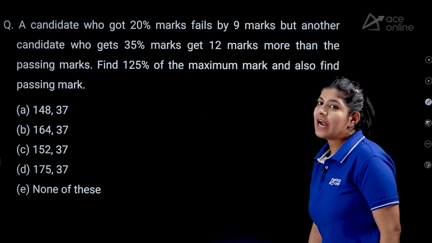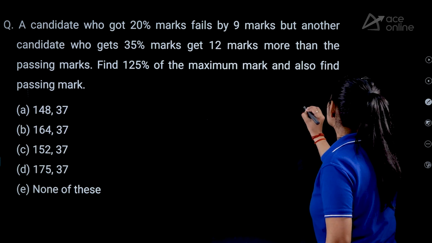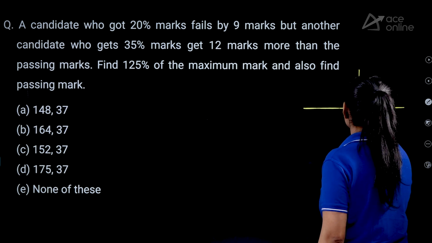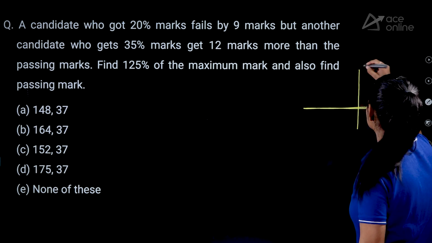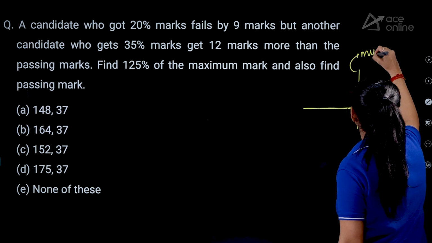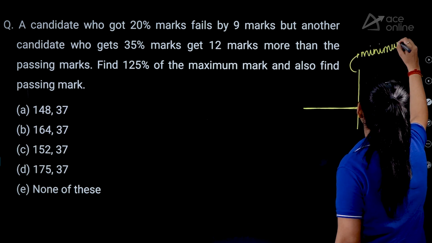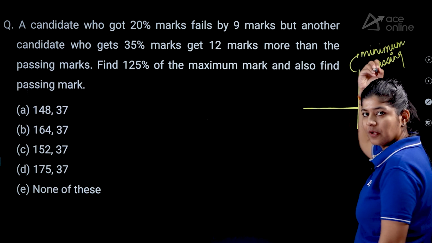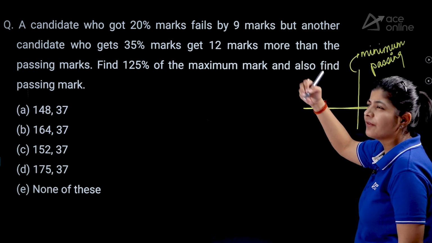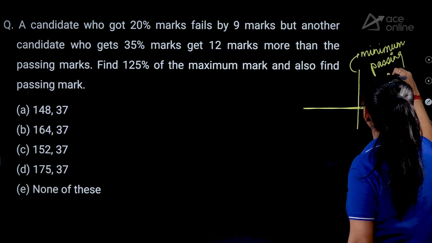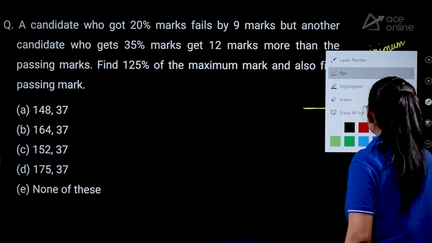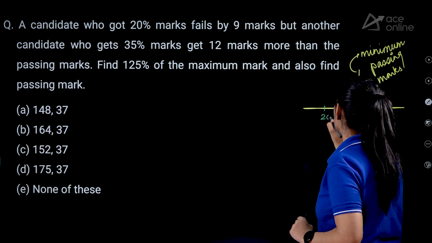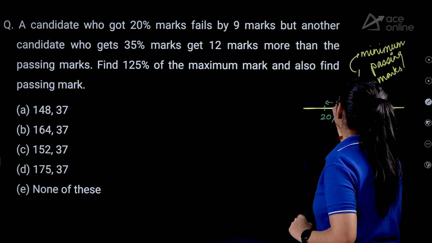So basically, we will start with a story. Let's suppose this is the total range of the marks, right? And here this vertical line shows the minimum passing marks. First, we are solving it without introducing a variable. You can also introduce a variable if you want to, right? Okay. So the question says that there is a student who got 20% marks and he failed by 9 marks.